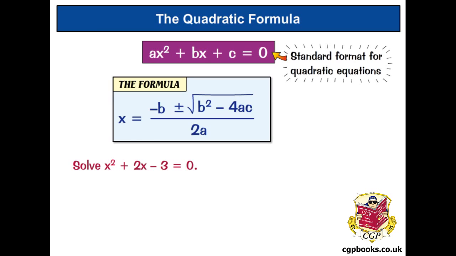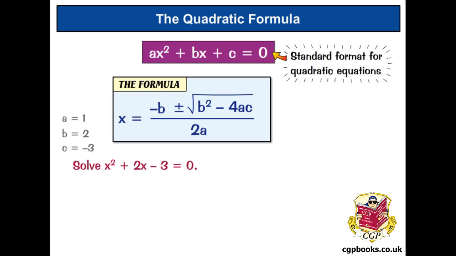Now, it's a good idea to jot down the values of a, b and c. But before we do that, let's just check it's in the standard format. So we've got an x squared term, then an x term, number term, equal to 0. That's all fine. So what's a equal? Well, a is the number before x squared, but we haven't got one, so it must be 1x squared. So a equals 1. b equals this number here, 2. And c equals minus 3.